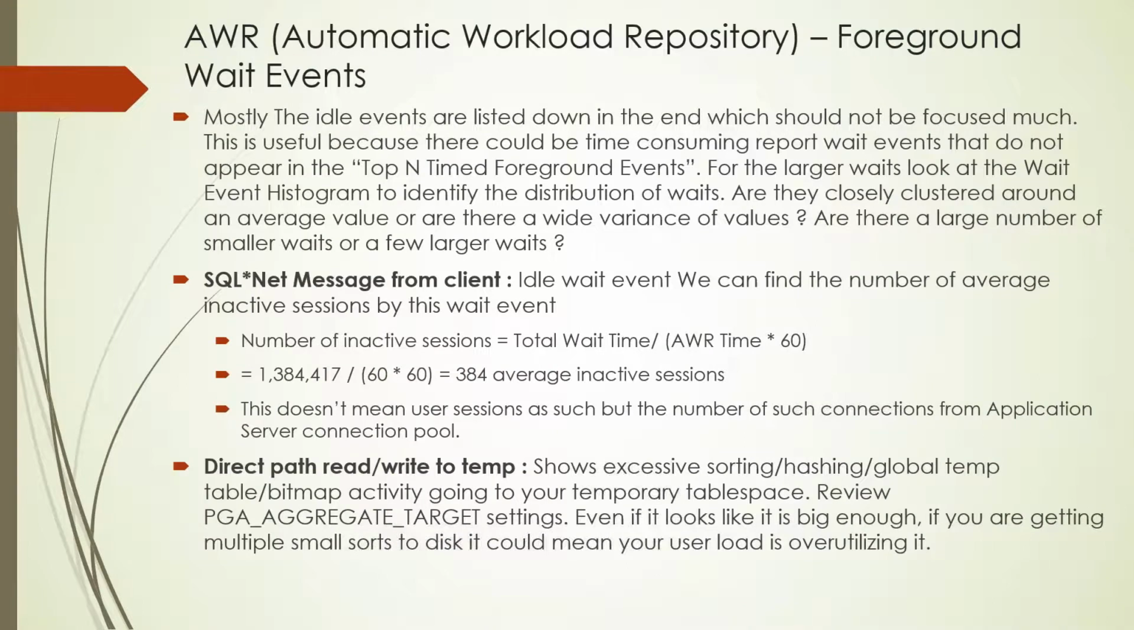So the thing you should look at over here, for the larger waits, is the wait event histogram to identify the distribution of waits. If it is closely clustered, then use an average value, or if there is a wide variance of values. You should first check the top N timed foreground events. We already saw that in the upper section, right?